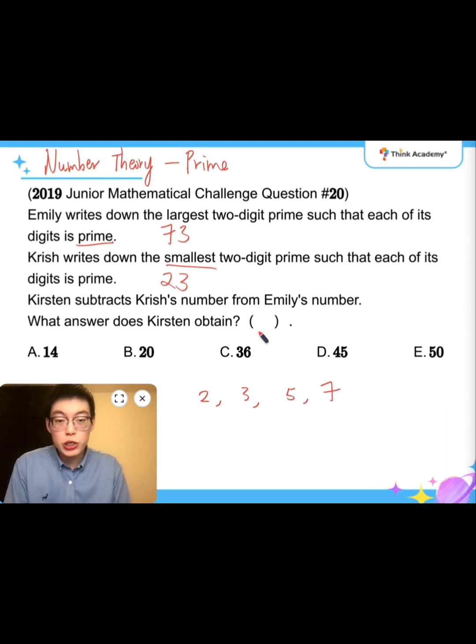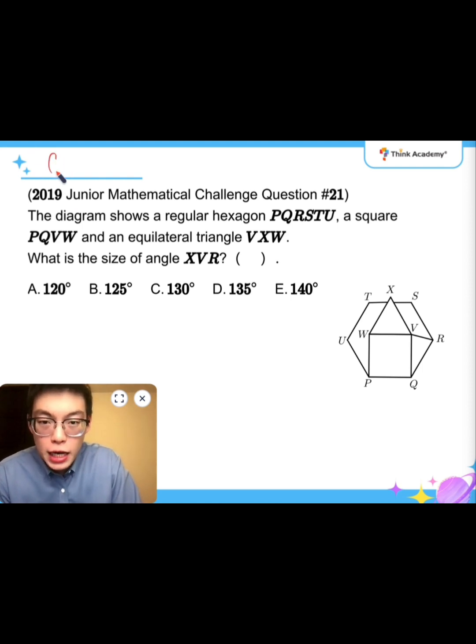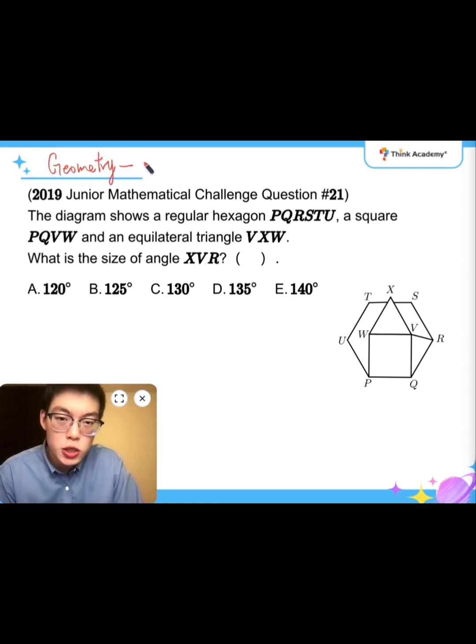So if you're doing the subtraction of the two numbers, what is the answer that you're getting? 73 take away 23 equals 50. So the answer is E, 50. All right, I guess this is not too hard. The next one, 21, is a geometry question on angles, say interior and exterior angles.